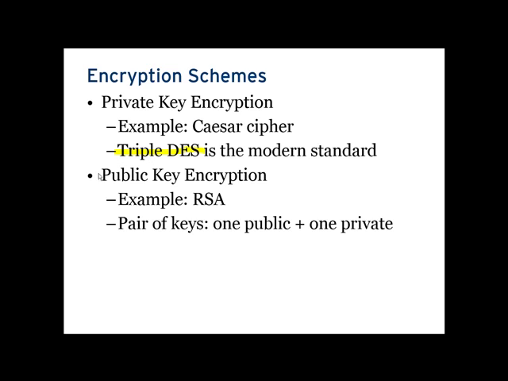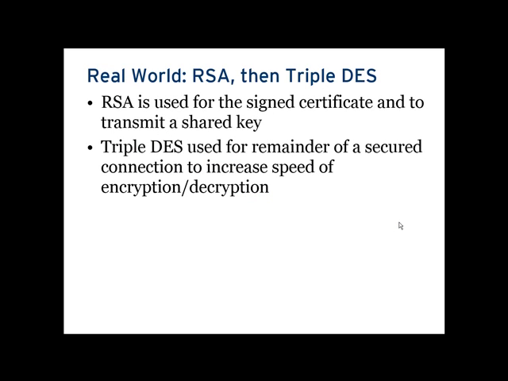The other type of encryption is public key encryption, and the example we're going to be learning about today is RSA. And RSA uses a pair of keys, one that's public that you can give to everybody so that they can encrypt things that are going to be going to you, and the other is private, so that when they send the message to you that's encrypted with your public key, only you can actually figure out what the message is actually saying.